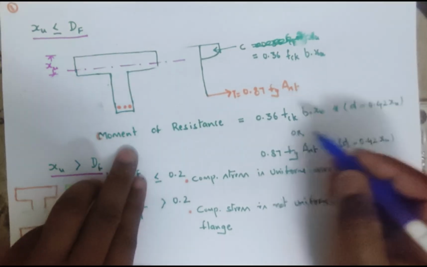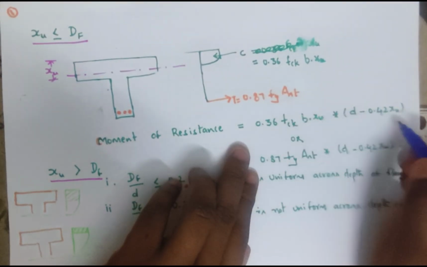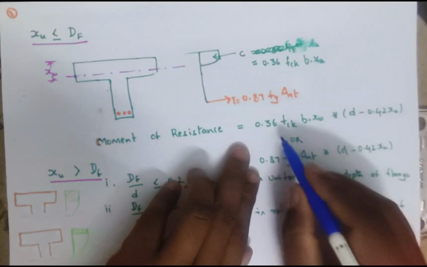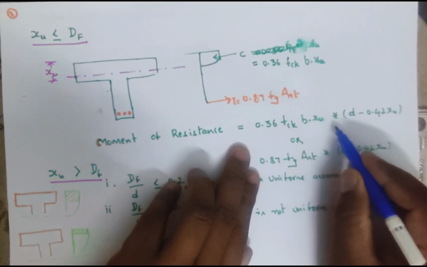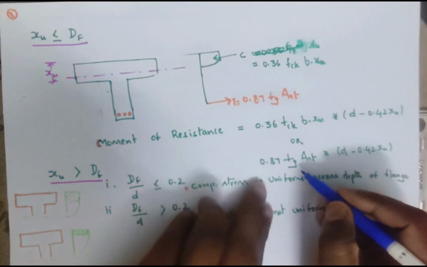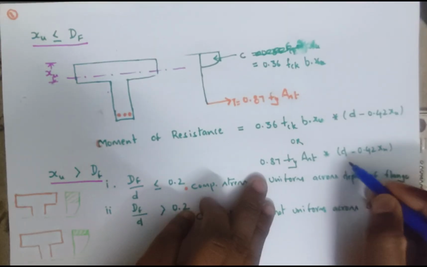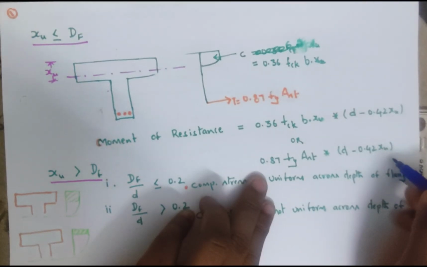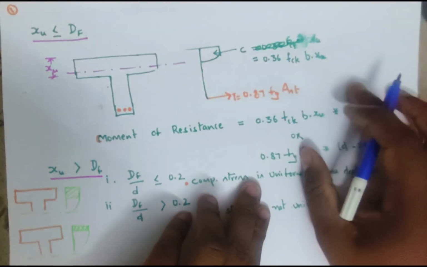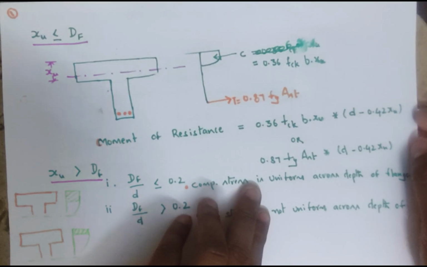Right? The moment of resistance can be calculated by compression force into lever arm or tensile force into lever arm. That is 0.36 fck B into XU into lever arm d minus 0.42 XU, or in the case of steel, 0.87 fy Ast multiplied by d minus 0.42 XU. Right? The complete analysis remains the same as analysis of rectangular portion.